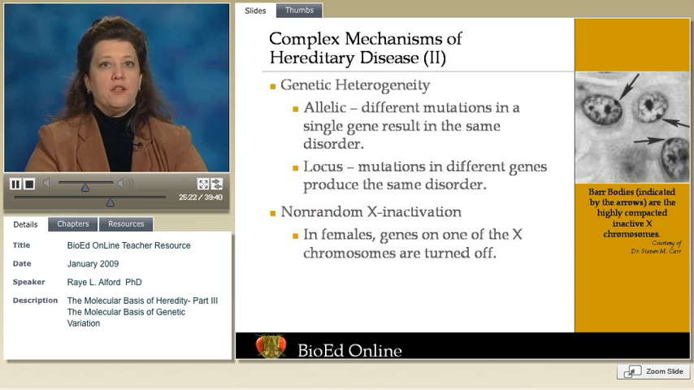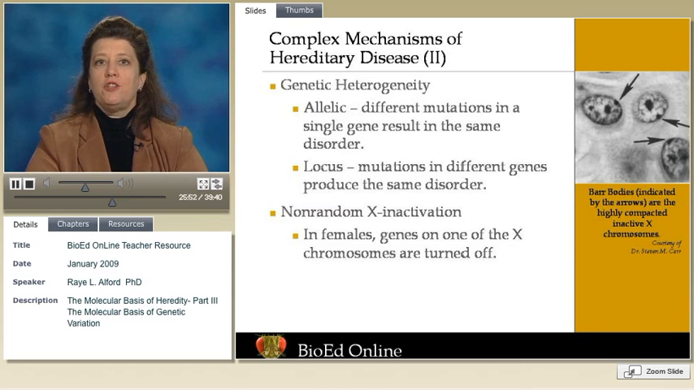X inactivation, sometimes called lionization, occurs during embryogenesis and is the process by which most genes on one of the X chromosomes of a female are inactivated. This mechanism provides dosage compensation and equates the level of gene expression of most X-linked genes in females to that of males who have only one X chromosome. There are some X-linked genes in females that escape X inactivation.